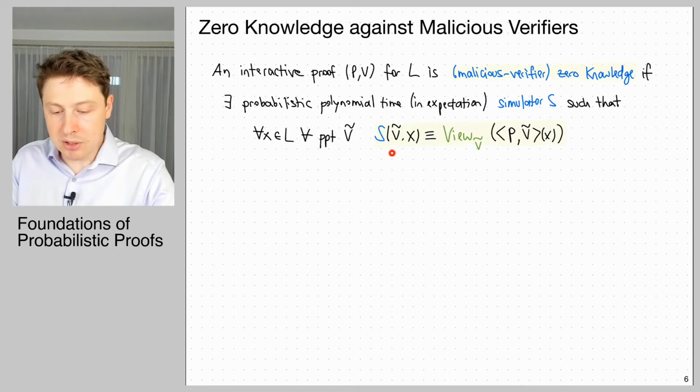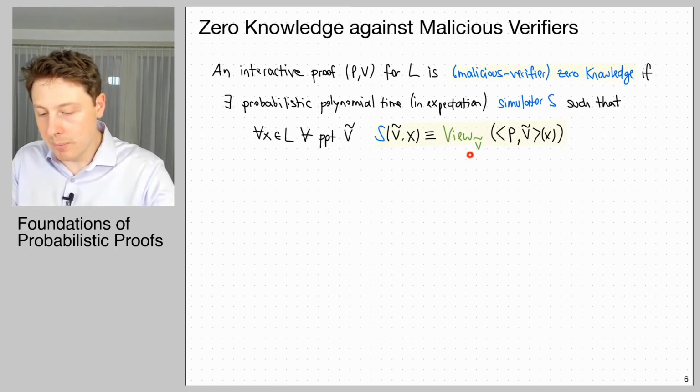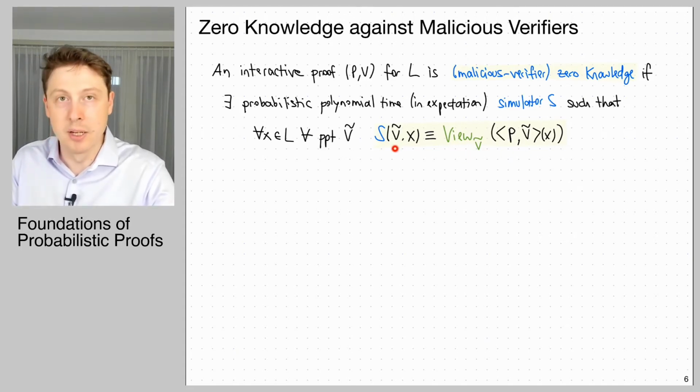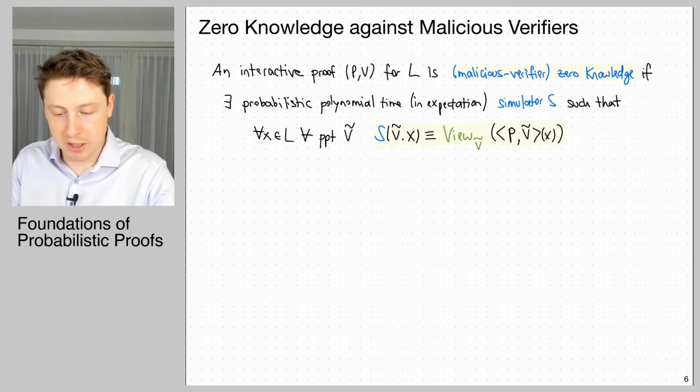Now, the simulator also needs to know about it, right? Before, the simulator would get just the instance as input because it knows what the honest verifier is. But now the simulator will be called upon to simulate the view of a malicious verifier. So you better tell him which malicious verifier you're currently considering.